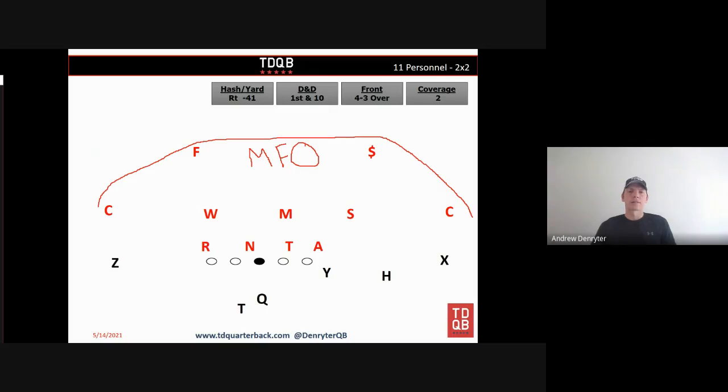To the strong side, you've got a Sam linebacker sitting right in your curl zone. Not that you can't attack that, but you have to know ahead of time you need to move that guy out of the zone, whether it's with routes or with your eyes.